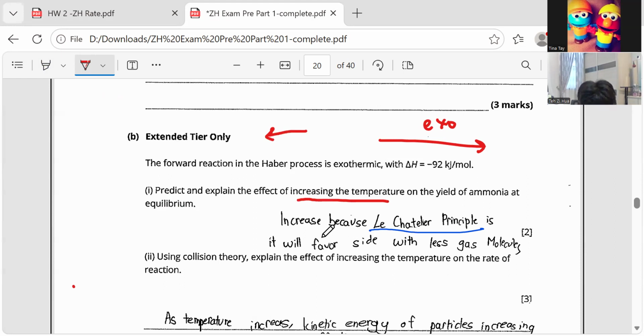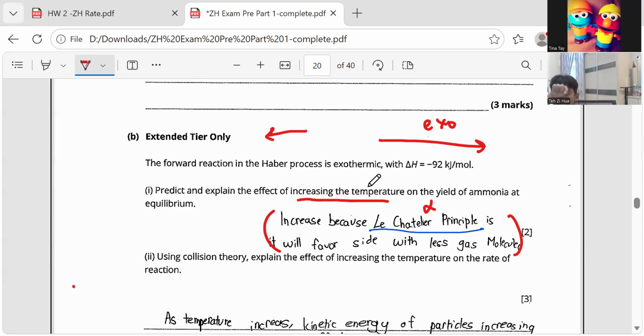if you increase the temperature, it will favor... ZiHua, this entire answer is wrong. Can you look at your answer and tell me what is wrong? Increasing the temperature, you favor the endothermic reaction. Which side is endothermic? Towards the left.